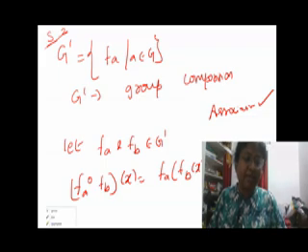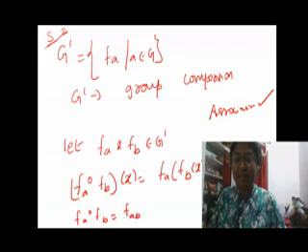So which means FA composition FB can be written like this. This is true for every x in G. Therefore, what do we have? We have this function FA composition FB is equal to FAB. Both are same, right?